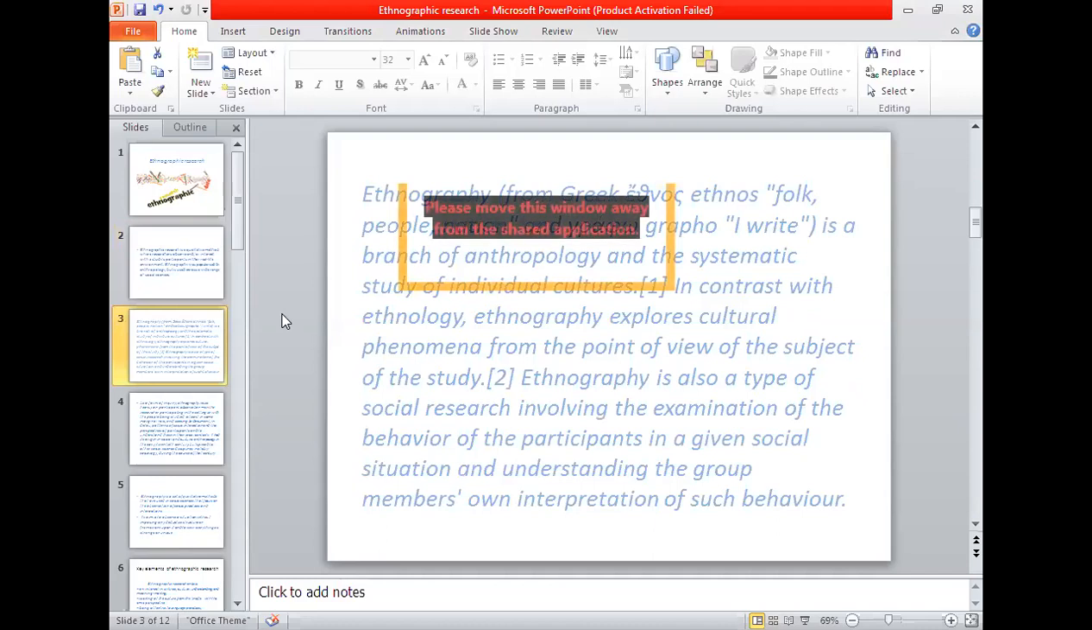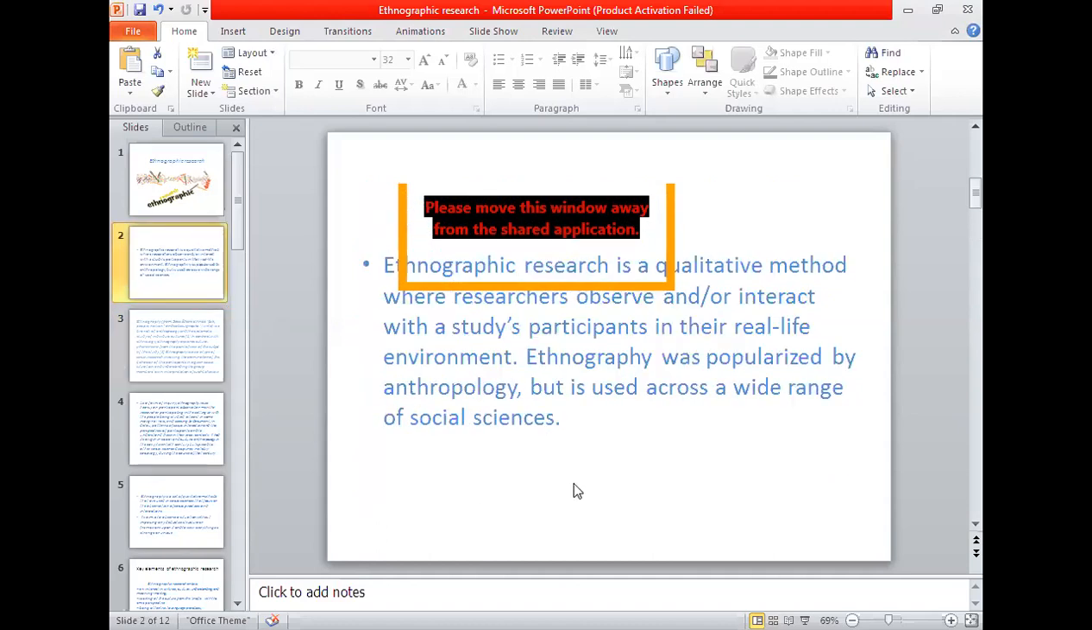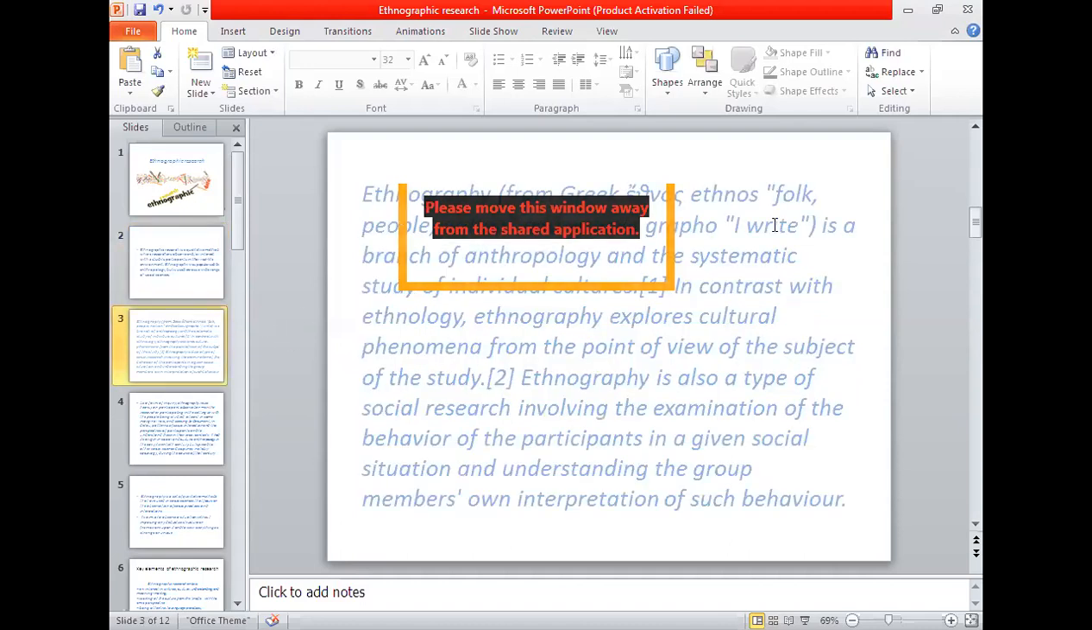Ethnography is the understanding of participants' own understanding of their beliefs and their viewpoints. If we want to understand further what ethnography is, ethnography is a word from Greek, within which ethnos means folk, like people, like nation, and graphos means I write. It is a branch of anthropology and the systematic study of individuals.